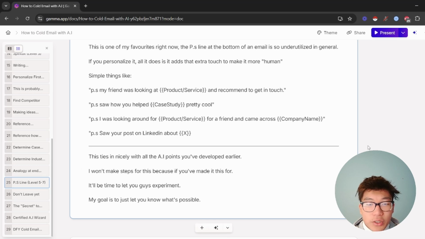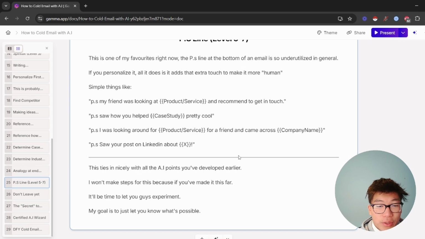PS, I was looking around for a product or service for a friend and came across company name. PS, saw your post in about X. So it's just one of these kinds of things. This ties in nicely with all the AI points you've developed earlier.